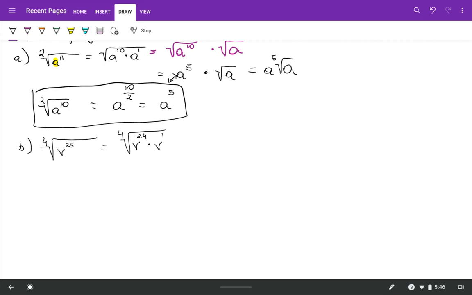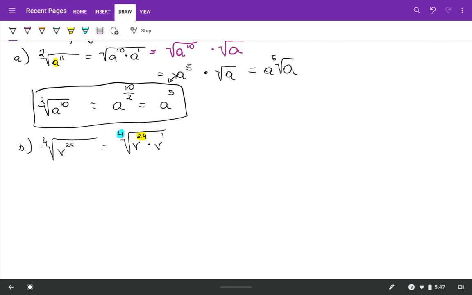Now, how do I know to pick 25? Because when I'm changing the expression under the radical, I always pick the number which can be divided by 4, which is the index of the radical. And then the other one is usually v to the power of 1, or something that is left after using the product property of exponents.